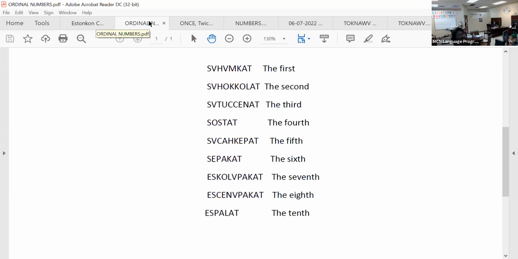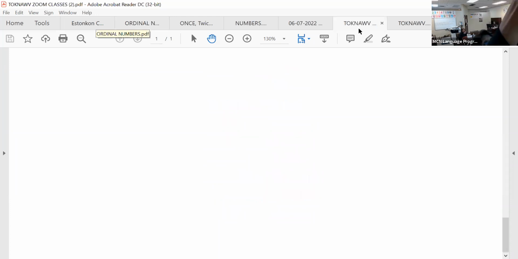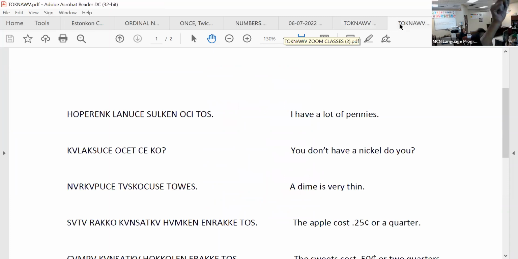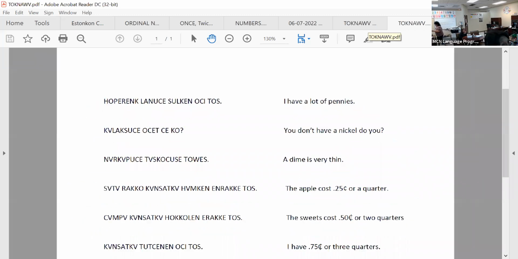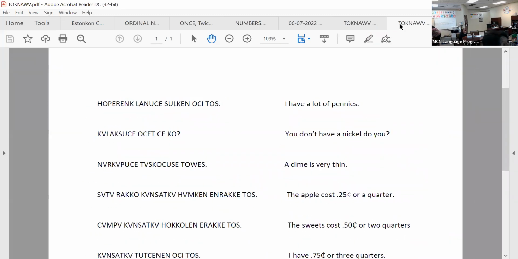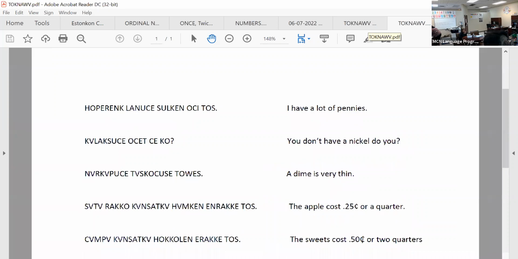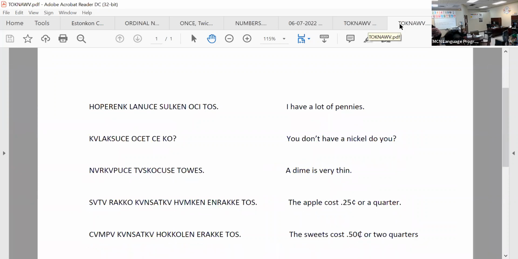Okay, here we go. We did the Donawa, and we're gonna go back over this too. We're not gonna leave it here. Look here. This is where we're gonna go into phrases. We're gonna start having phrases now, okay? So if you say, I have a lot of pennies: Hobo think lano de shulgin, OJ dos. And that's honest right there.